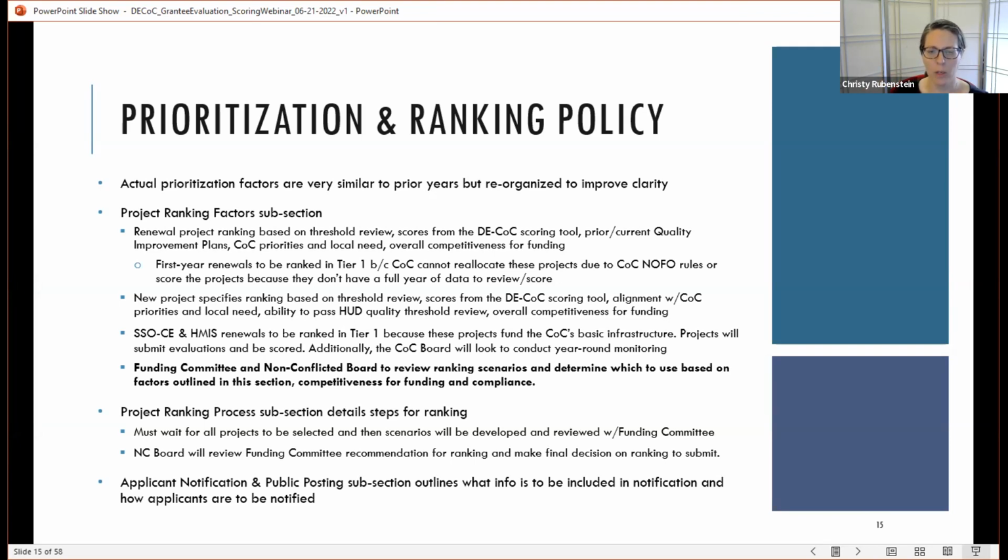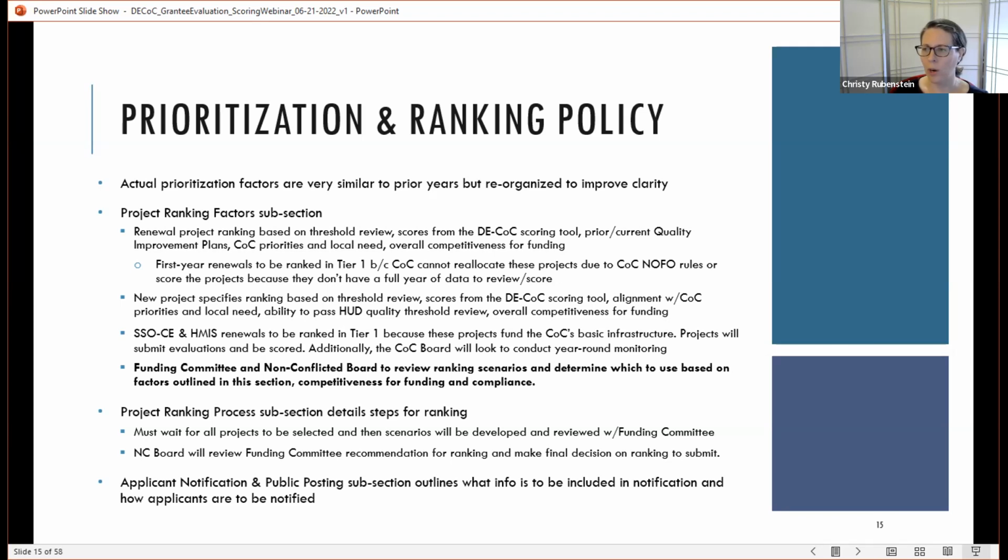In terms of the process, we have to wait until we know all the projects that we have, including new renewals and new projects, before we can move to the ranking process. The board is going to review the funding committee's recommendations, and then the board really is the one to make the final decisions on which ranking to use for submission.